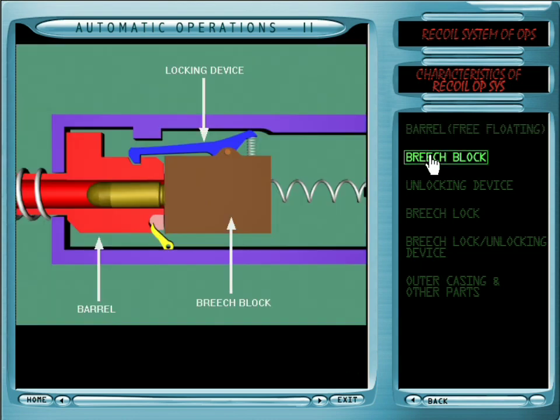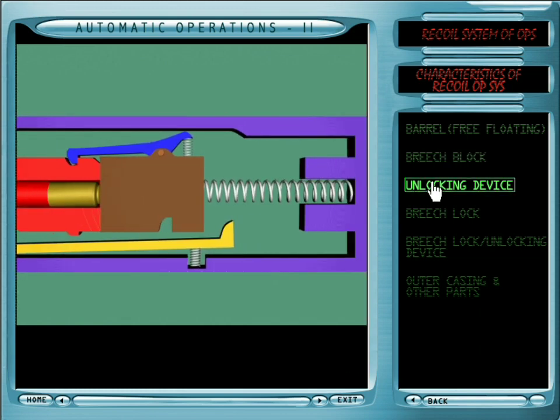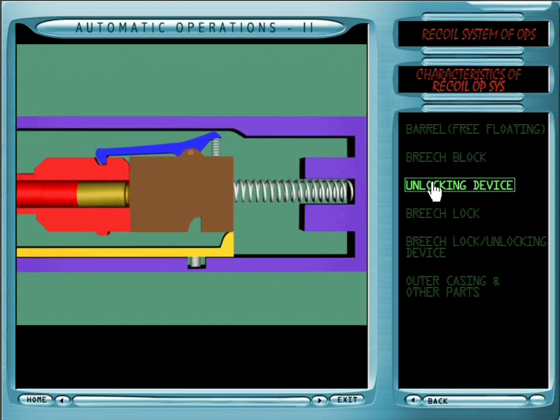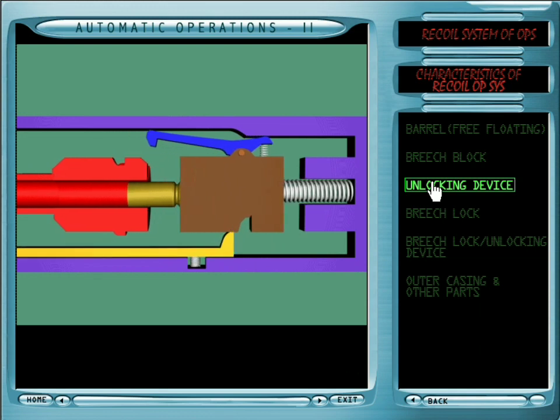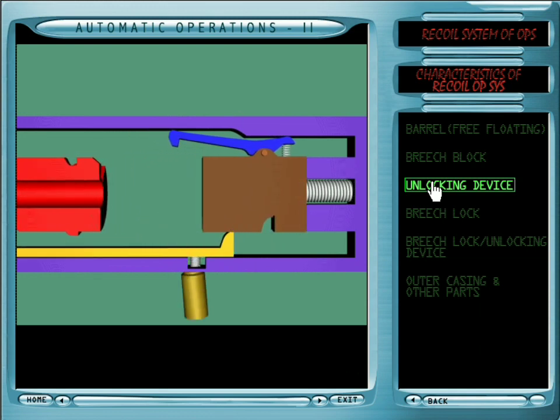Breech block. The breech block is locked with the barrel and travels the entire distance backwards with the barrel. Unlocking device. To carry out the complete cycle of operations, the breech block has to be unlocked from the barrel. This is done by a suitable unlocking device placed in the rearward path of the breech.